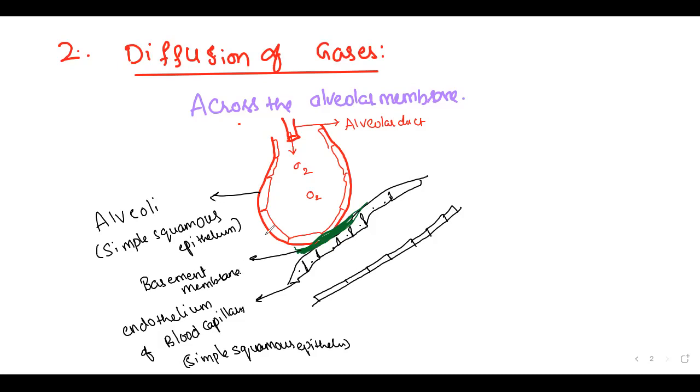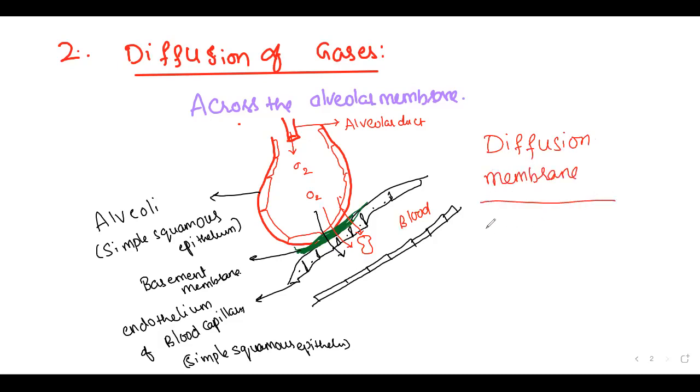Okay, so diffusion of gases is like this. Where should the oxygen go? It should go into the RBC, in the blood of the blood capillary. This oxygen should reach here, you need to understand that. This oxygen should reach and bind with the hemoglobin and form oxyhemoglobin.